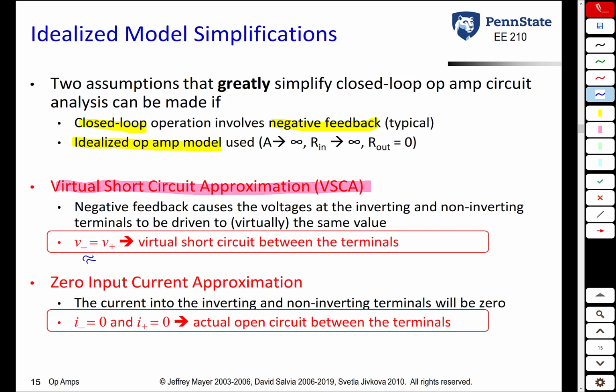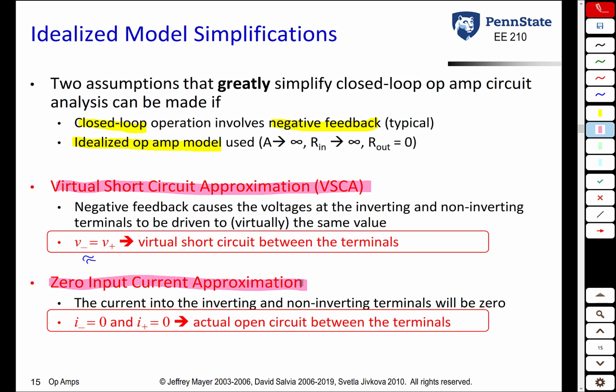And we'll give an argument for that on the next page. The second assumption is what we call the zero input current approximation. On the previous page, we argued that if Rin is very, very large, the currents into the inverting and non-inverting terminals of the op-amp are going to be very, very small. And in the ideal case where Rin is infinity, I minus and I plus, which are the currents into the inverting and non-inverting terminals of the op-amp respectively, are both going to be 0. So we're going to use these two approximations to make our algorithm for solving op-amp circuits much simpler.